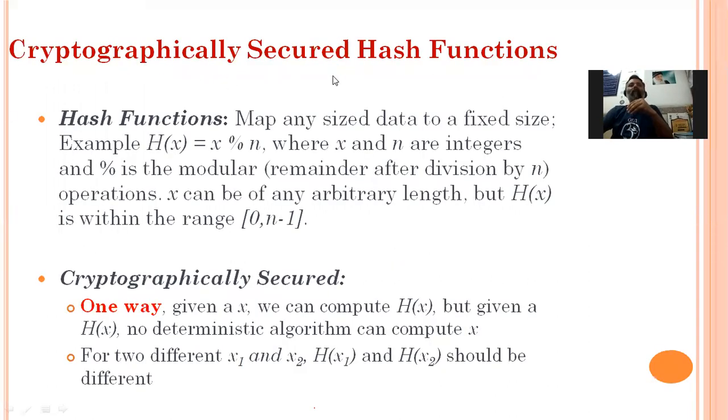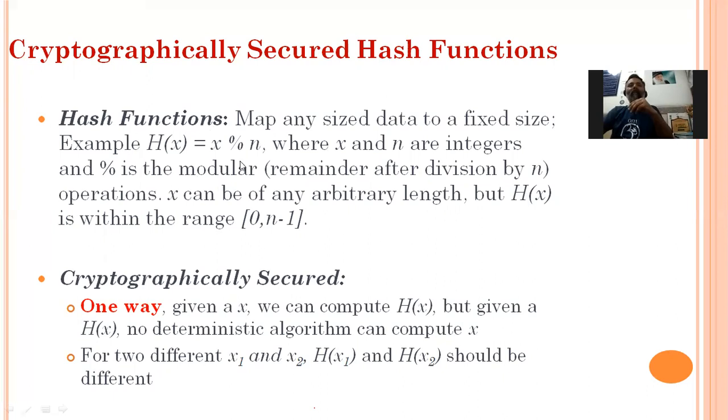So what is the secure hash function? What does it mean that a hash function is cryptographically secured? As we know, a hash function maps data of any size, कितने भी बड़े साइज के डेटा को हम फिक्स साइज में convert कर सके, so that is a hash function. Take the function h(x) = x mod n. This function is not secure.